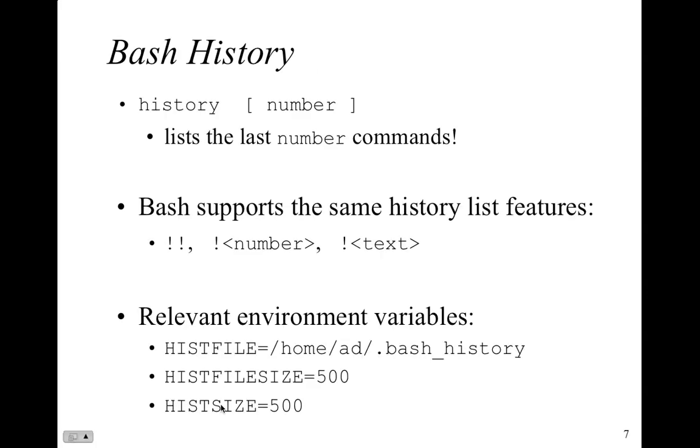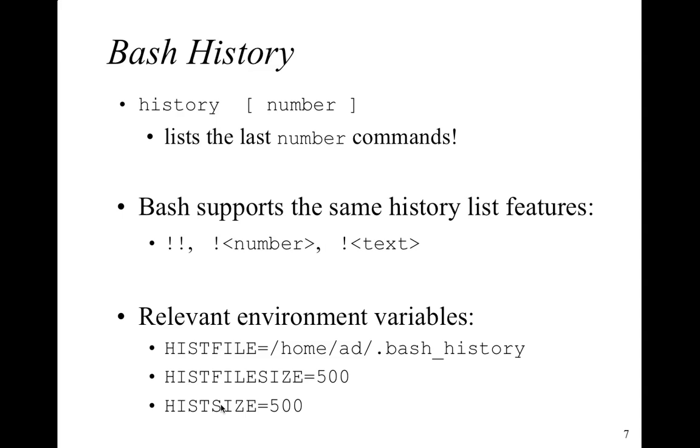Because the problem with shells in general is they're command line interfaces. You have to memorize a bunch of commands if you're going to use them. Who sits around and memorizes a bunch of commands, and who likes to type them in over and over again? Nobody does. So you set up the environment to take advantage of the features that are available. The history is one of them. So in terms of bash, history with a number lists the last number of commands that are there. Bash supports the same history list feature as most of the other shells do. So you can type in bang bang, the exclamation point and the number, or the exclamation point and the text. You can also look at relevant environment variables that are associated with it.